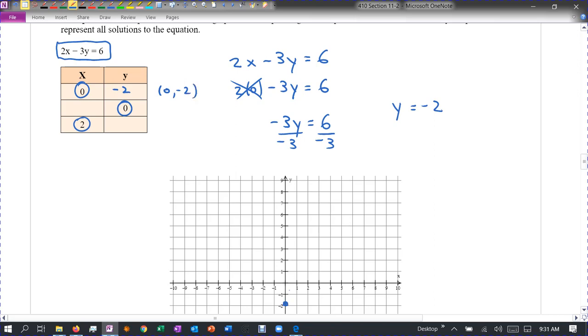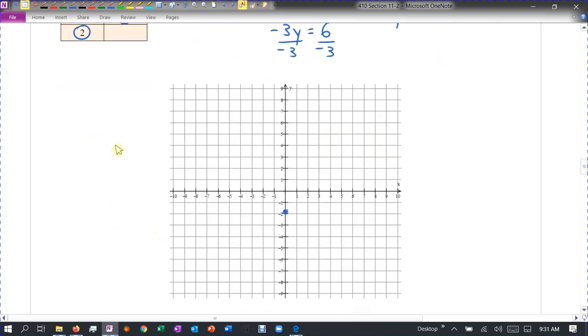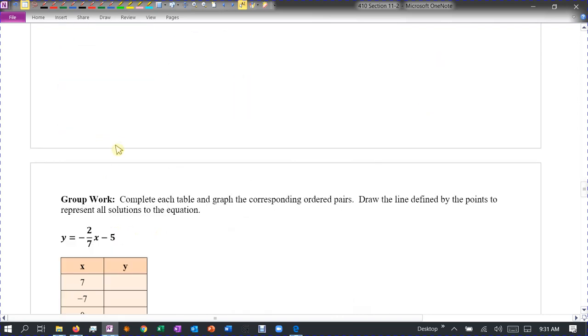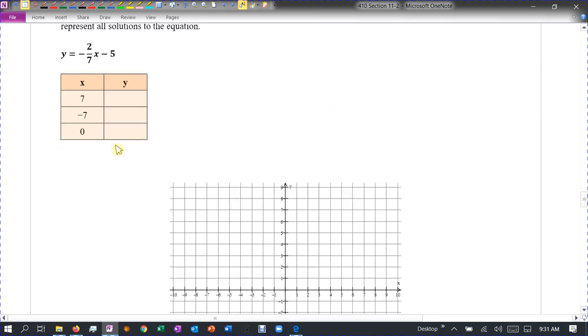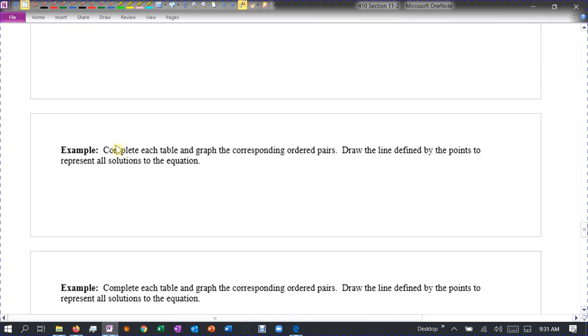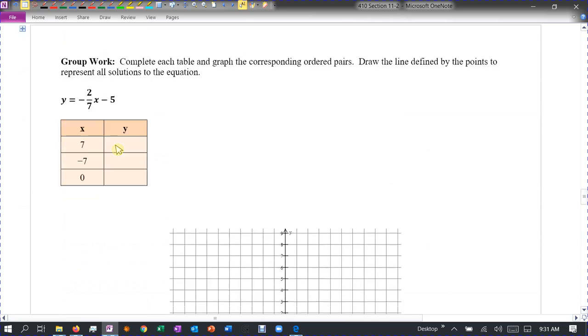Now what I'm saying is if you just had one more point, you could draw your straight line, but this example has you getting 2 additional points just to be safe. Okay, see if you can do that one on your own. And this one, same thing. I'm just going to get you started with the first one.